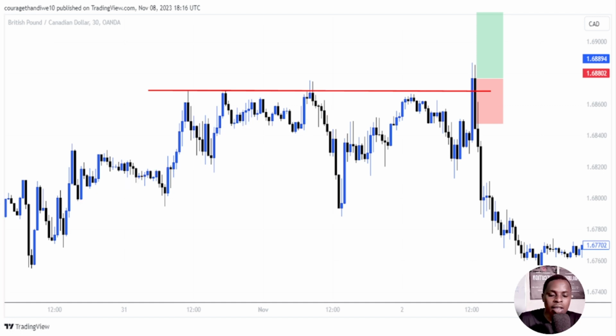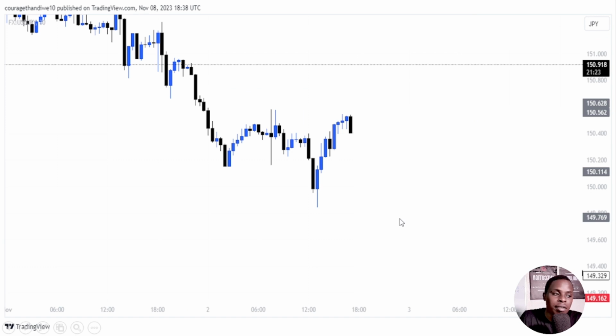So keep in mind that if you want to trade the breakout strategy, do not trade it after the market makes a deep pullback. If the breakout comes after a deep pullback like this, you don't place your breakout trade, right? So this is very important.